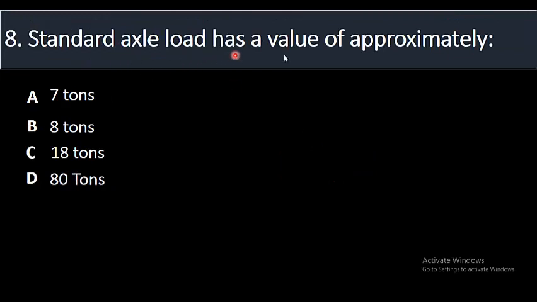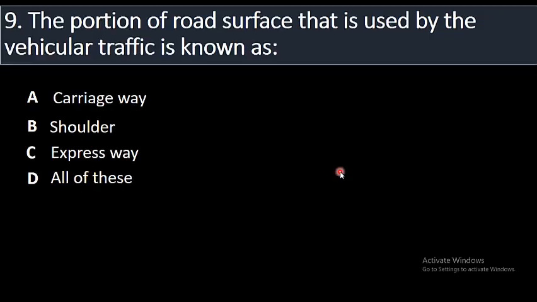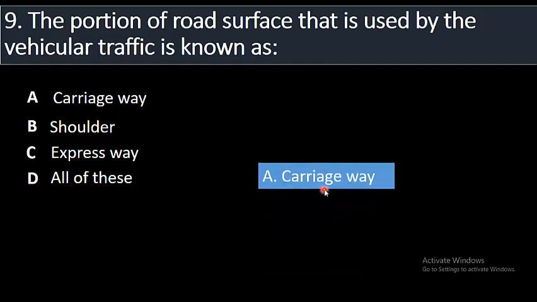Standard axle load has a value of approximately option A 7 tons, option B 8 tons, option C 18 tons, option D 80 tons. The right answer is option B, 8 tons. The standard axle load has a value of approximately 8 tons. The portion of road surface that is used by the vehicular traffic is known as carriageway, shoulder, expressway, or all of these. The right answer is option A, carriageway.